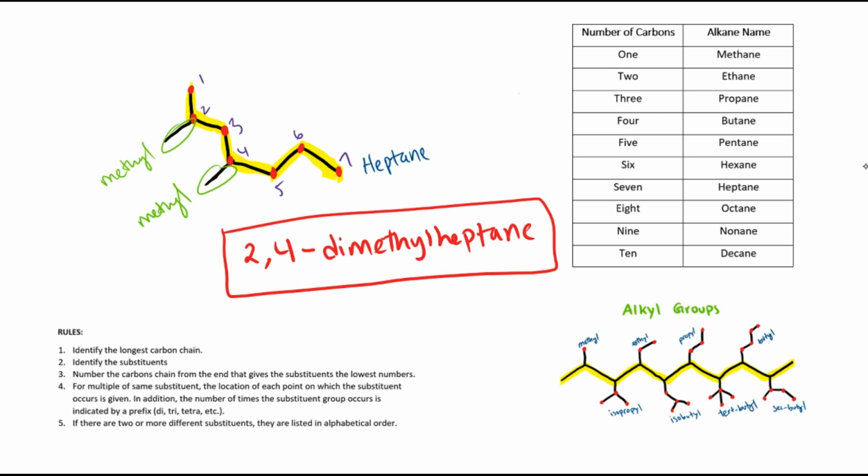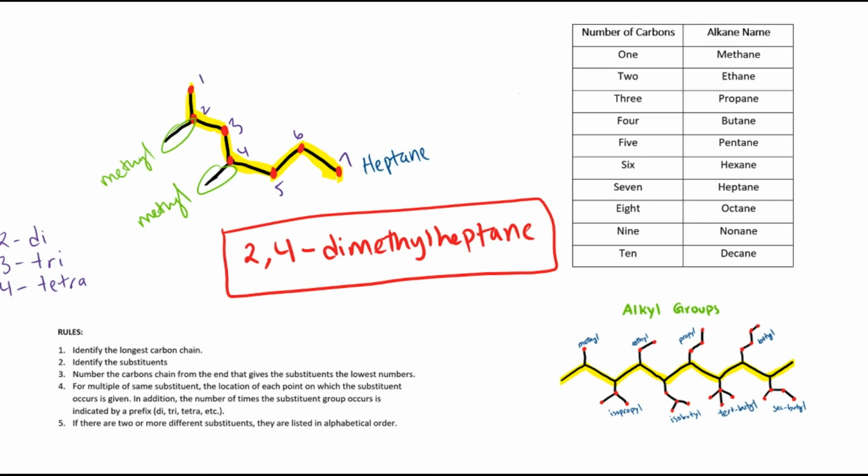This is the final name. When you have multiple of the same alkyl group, instead of writing them twice, you just use Latin prefixes. If you have 2 of the same kind, you put di. If you have 3 of the same kind, you put tri. For 4 of the same kind, you put tetra.